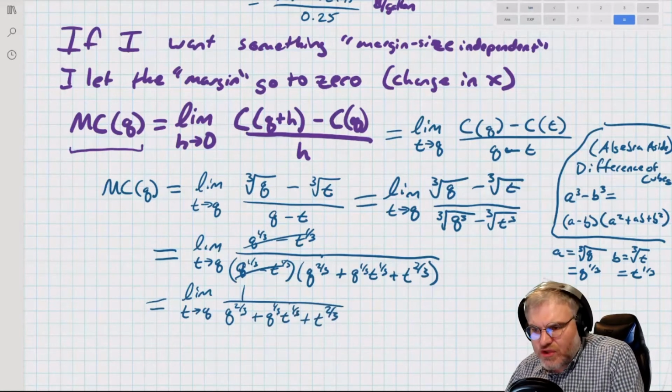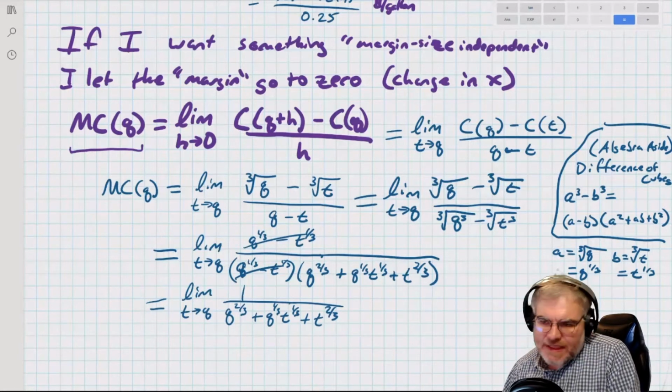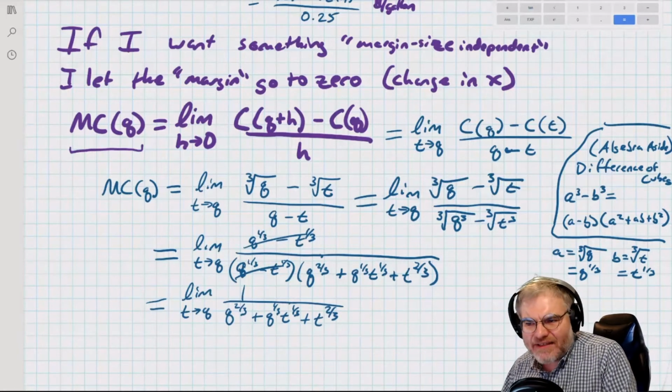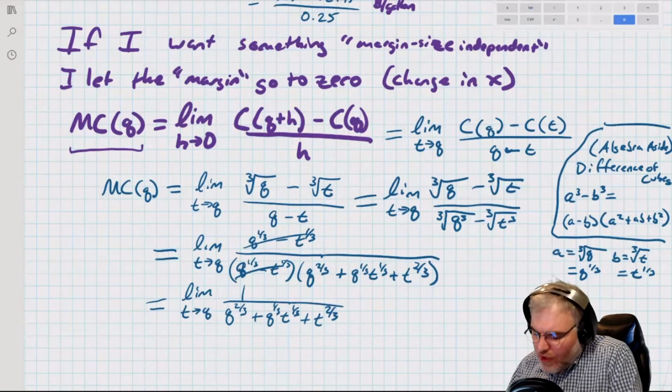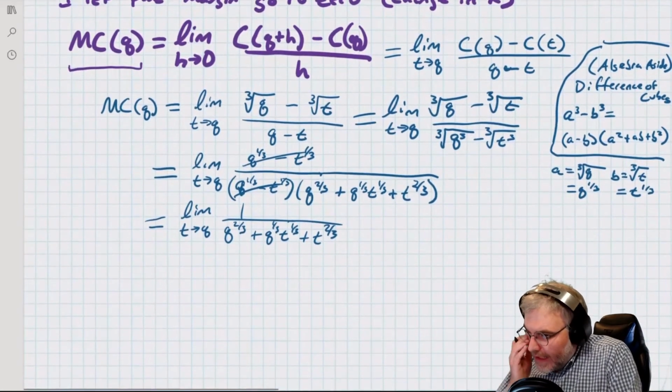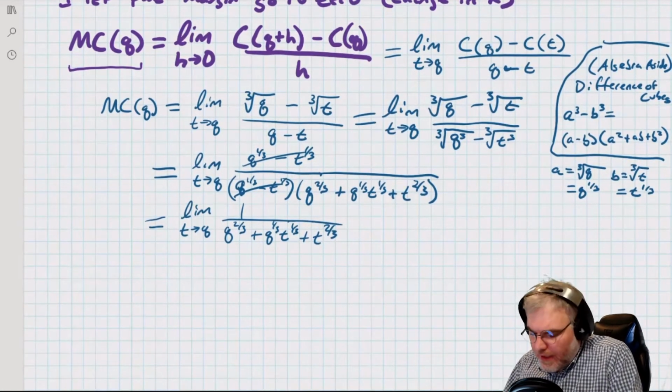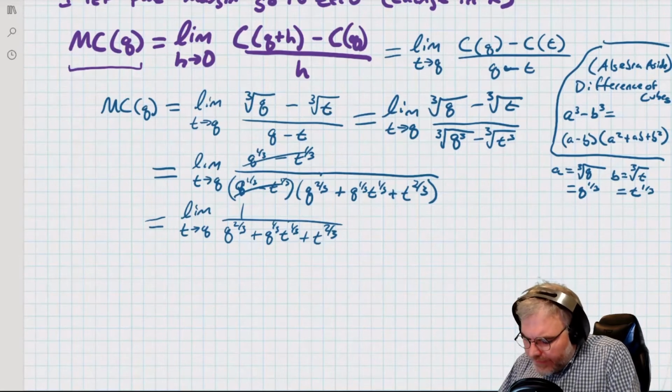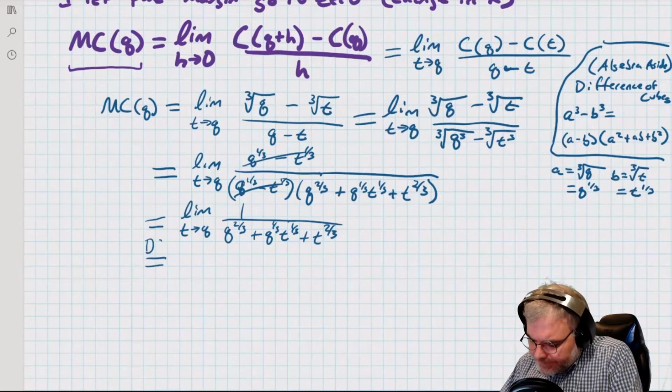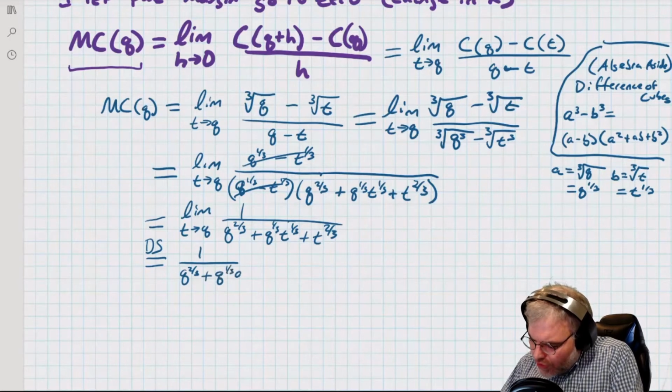Okay, well, this is sort of like a rational function. It's got some radicals in here, but it's defined as long as things are away from 0. I'm not near 0, so I'm just going to directly sub q for t. And I wind up with 1 over q to the 2/3 plus q to the 1/3, q to the 1/3, plus q to the 2/3.